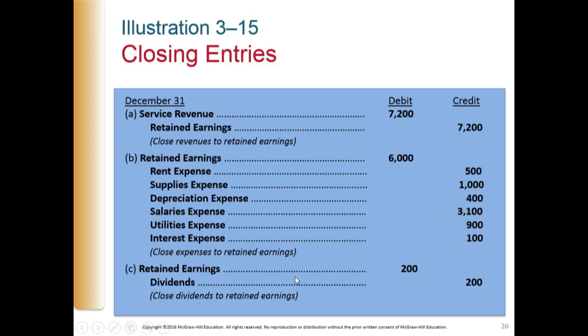And then step C, we're going to close out the dividend account. So dividends normally have a debit balance. So to get rid of that debit balance, we're going to credit it. So we're going to credit our dividends for the balance of that account, and we're going to move that over into retained earnings. So we're closing revenue, expenses, and dividends all into retained earnings in these three steps.